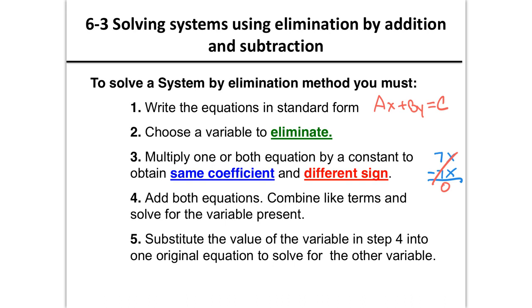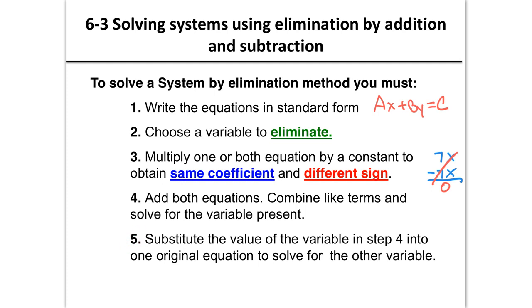Fourth step, you add both equations, combine like terms, and solve for the variable that is present. You might have an x or you might have a y. Remember that in the previous step you made the variables have the same coefficient and different sign. In this step is when you actually eliminate the variable, the x, the y, whatever variable you have, and you will be able to solve for one variable.